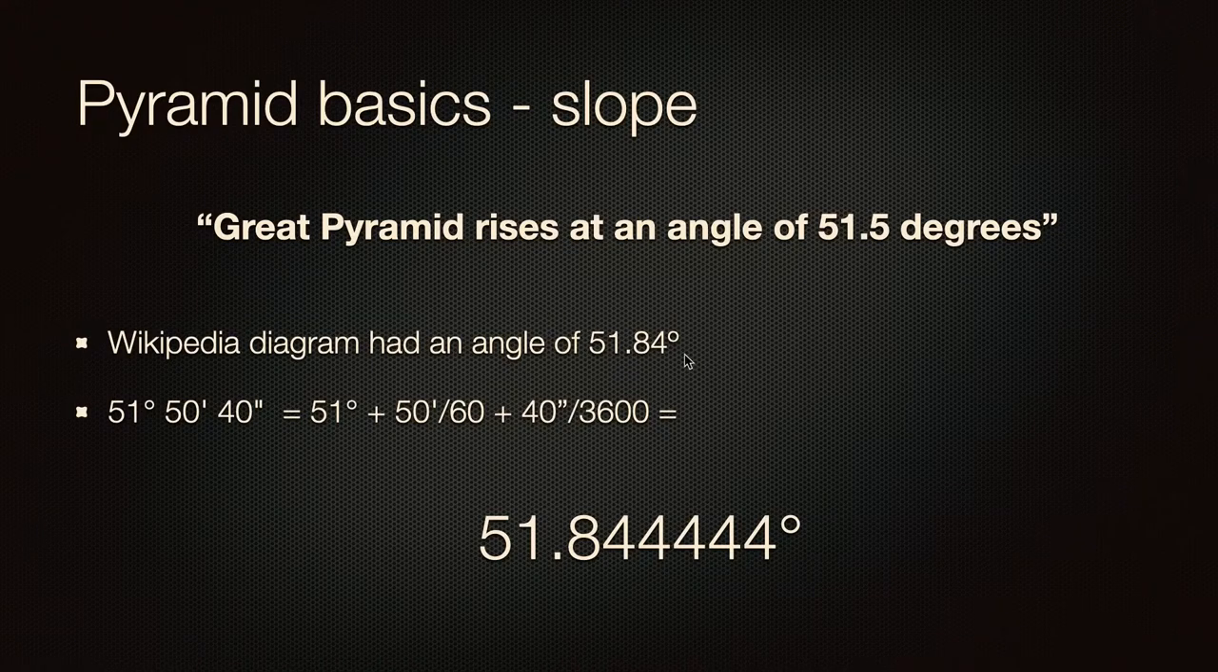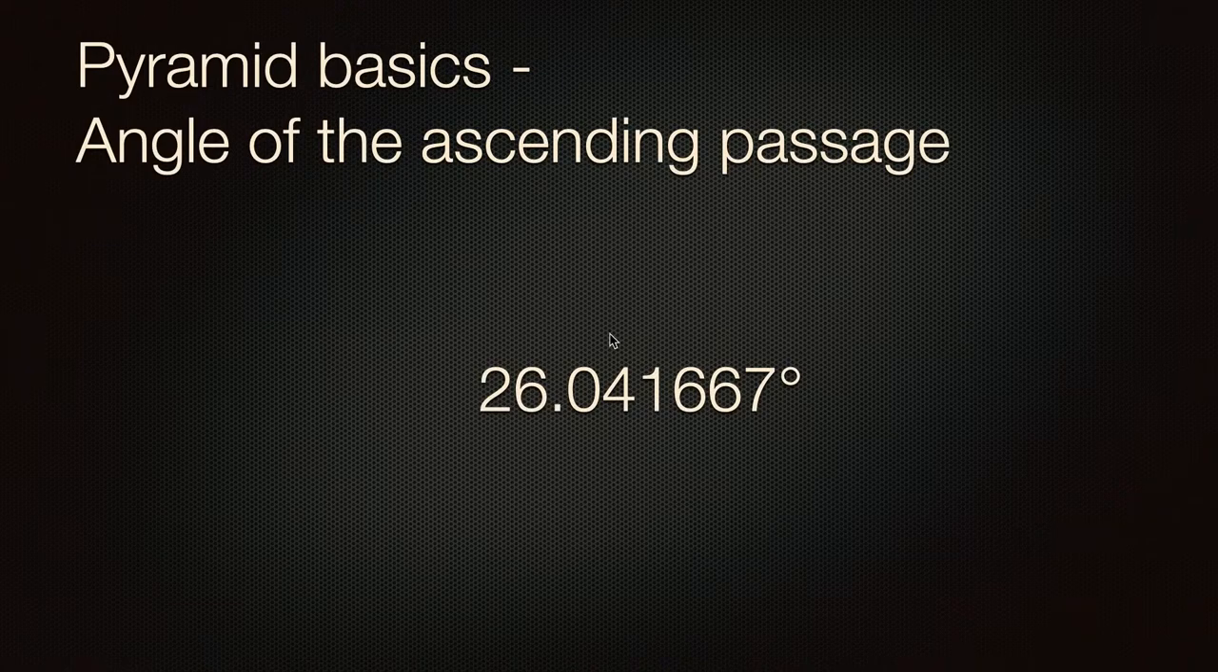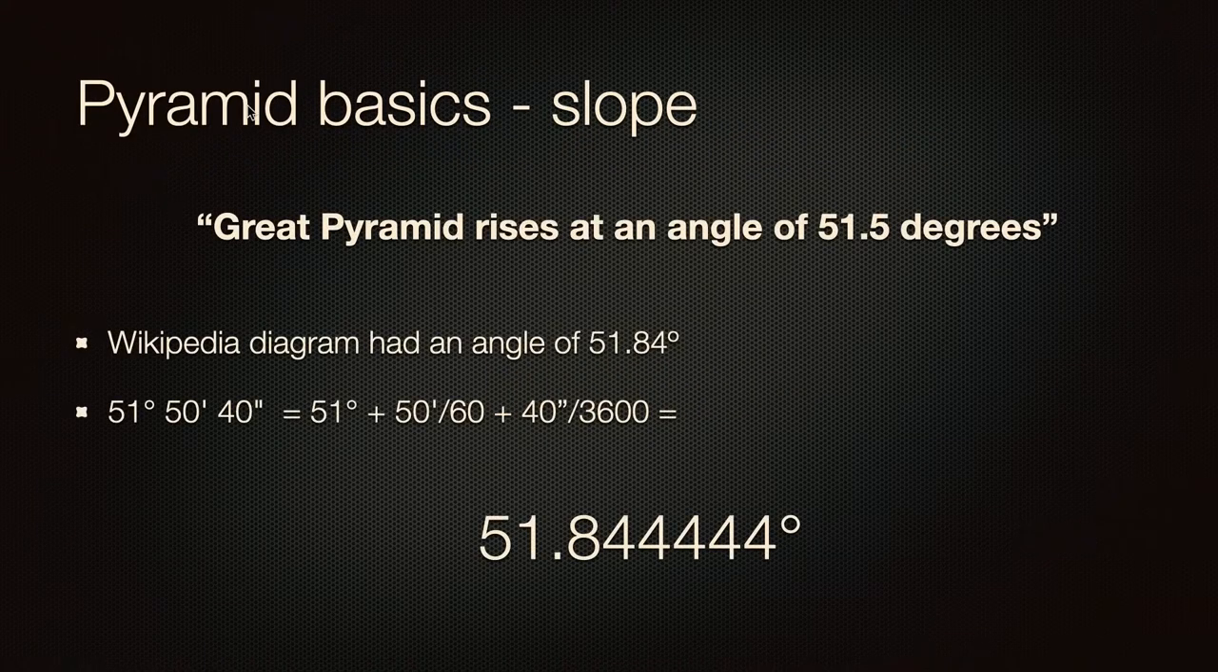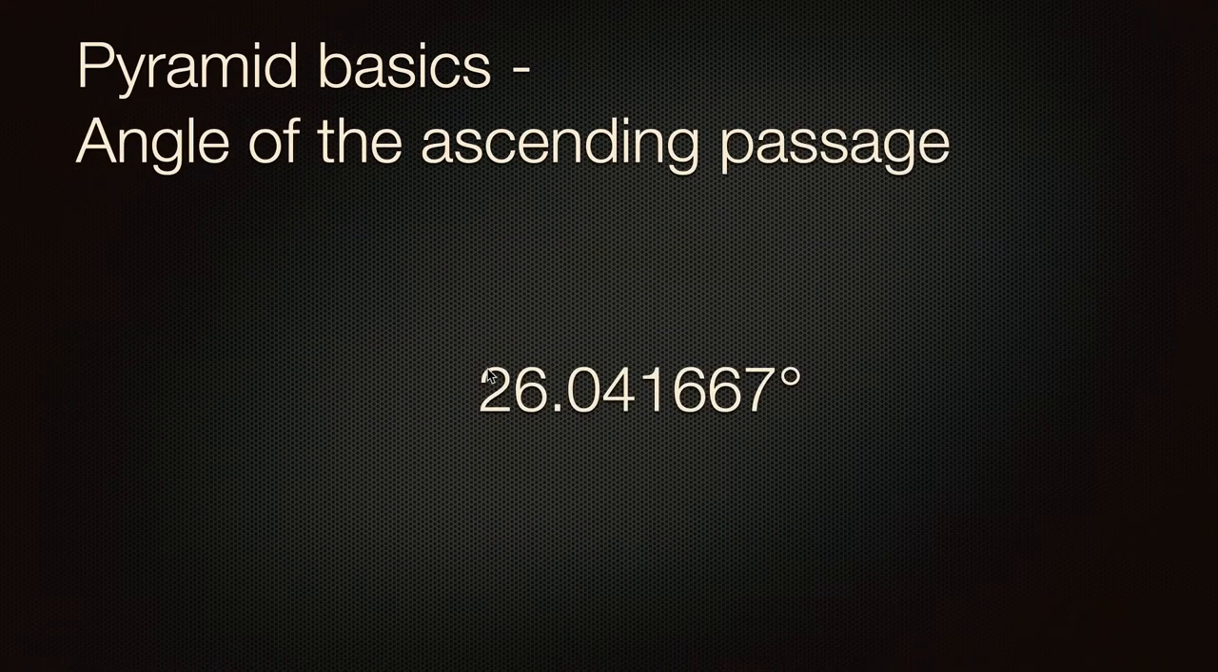51.84 degrees there. So I did the same thing with finding out what the angle of the ascending passage was. If you look at the degrees, minutes and seconds, and you do the calculation, you end up with 26.041667. I don't know whether this Google returned angle is actually 51.5, as in 51 degrees 50 minutes. I don't know. But anyway, this is what it is. And the diagram on Wikipedia actually is pretty accurate. And then we have this 26 degrees here.